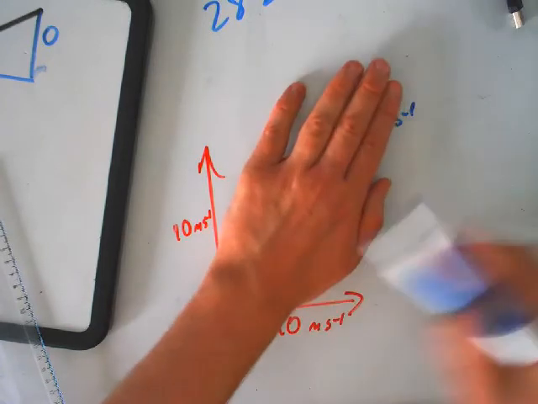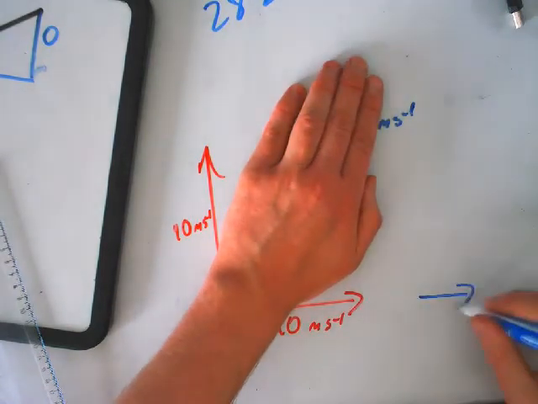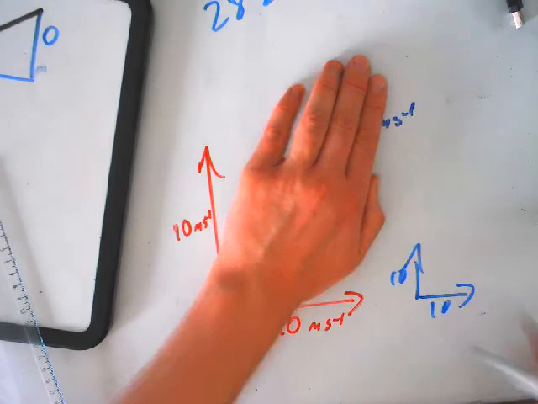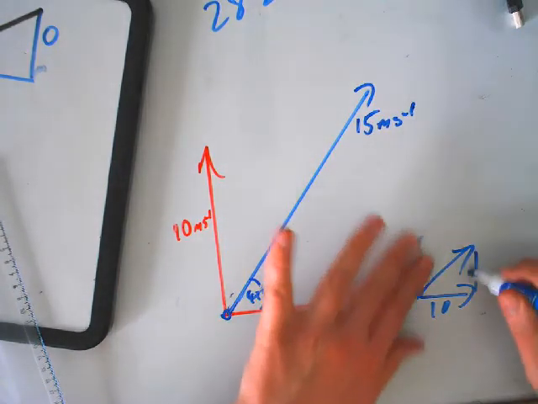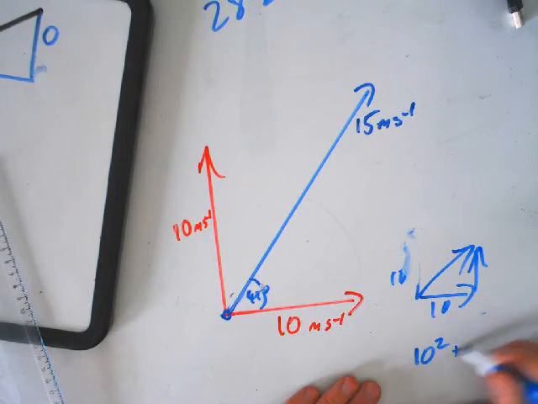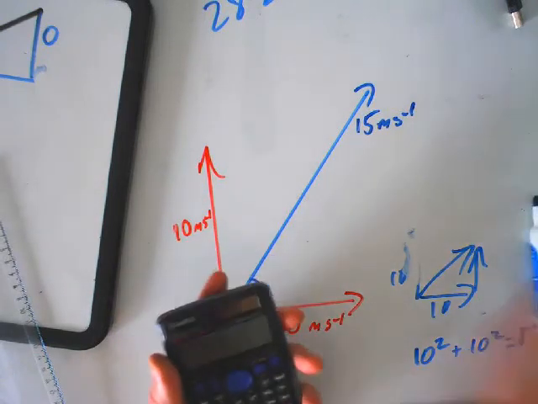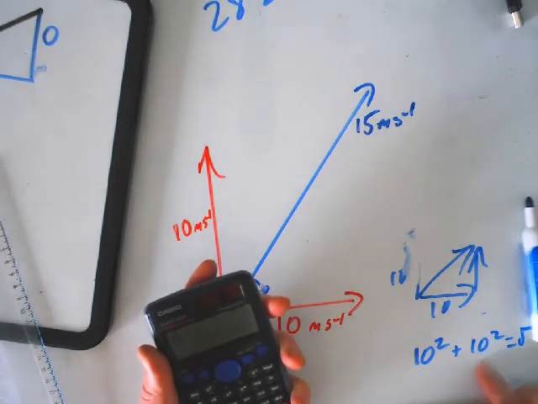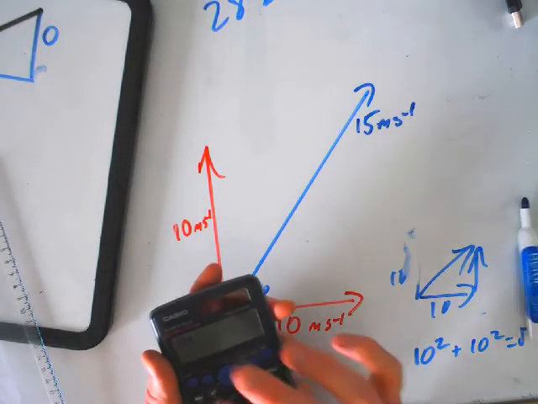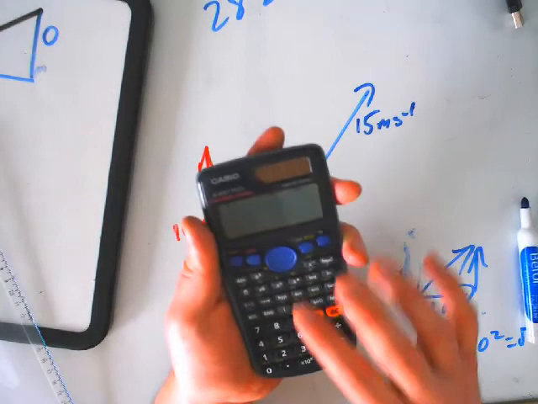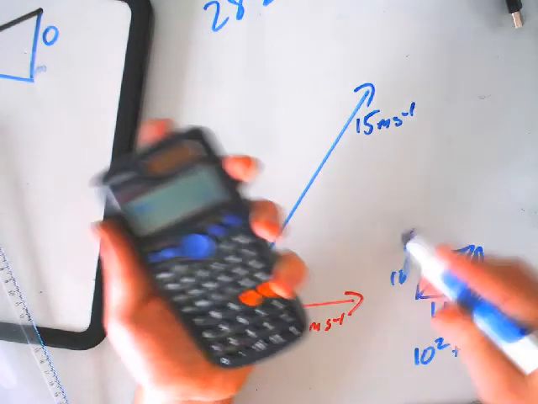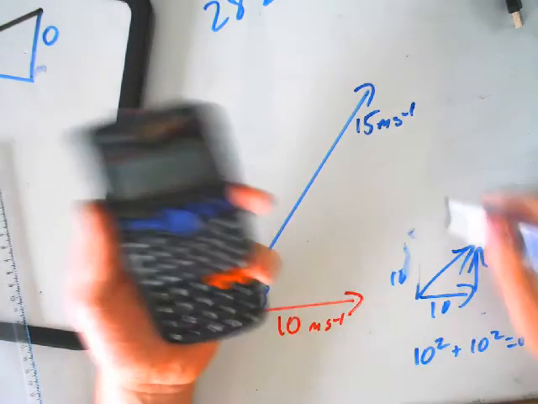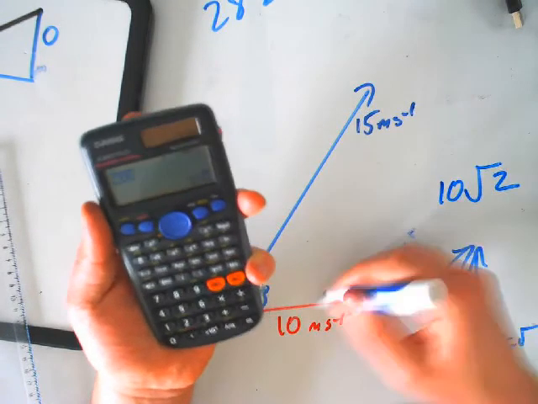Well, first off, let's use the parallelogram law or the triangle law, whichever floats your boat, to find out the resultant. Ignore this vector, and let's just get the resultant of these two. So if you've got 10 and 10, the resultant is going to be going up like that. It's going to be the square root of 10 squared plus 10 squared, just using Pythagoras. So that's 100 plus 100 is 200. So the square root of 200 is 10 times root 2.